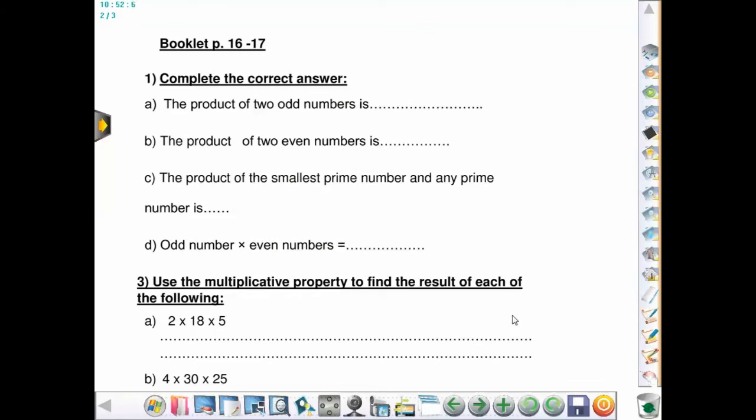Open your booklet, page 16. First question is complete the correct answer. The product of two odd numbers. As we said before, if we multiply two odd numbers, like 3 times 3, the result must be odd. So the answer will be odd. Okay, letter B, the product of two even numbers. As we said before, if we multiply two even numbers, like 2 times 2, the answer must be even.